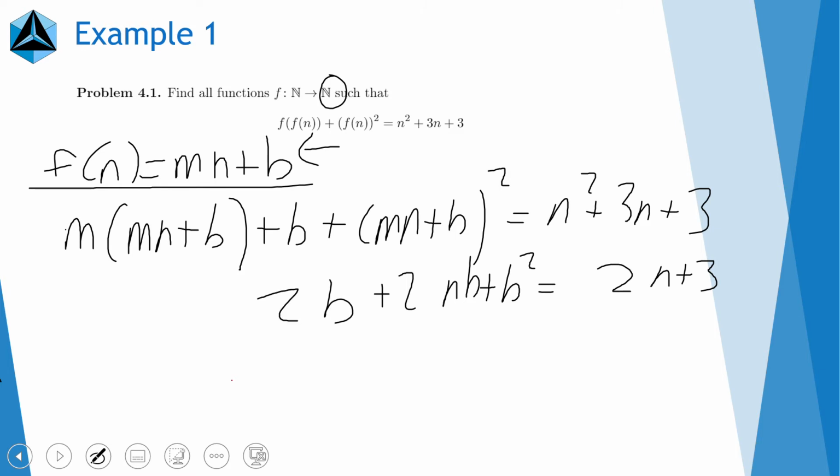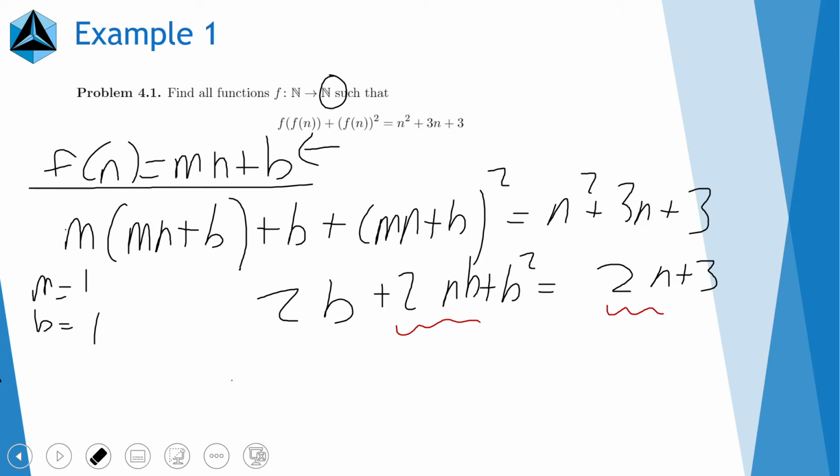So yeah, what we have here is now that we have two n terms. We have this term and that term. We want to match that up. Matching that up gives us b is equal to 1. So now we have m equals 1, b equals 1. And we want to see if this holds.